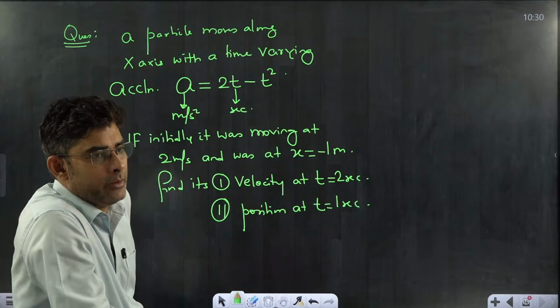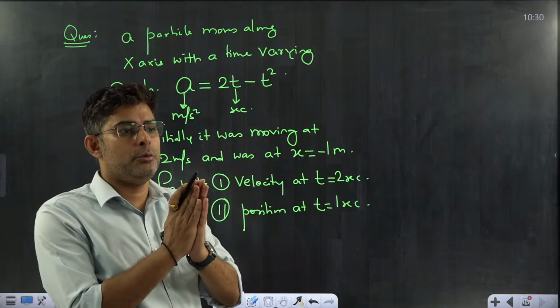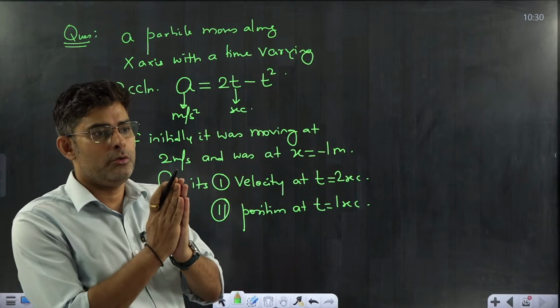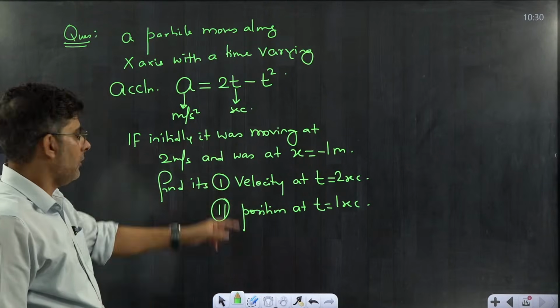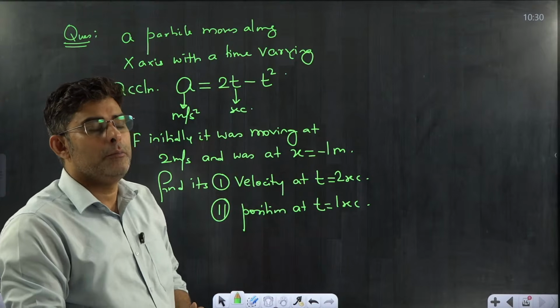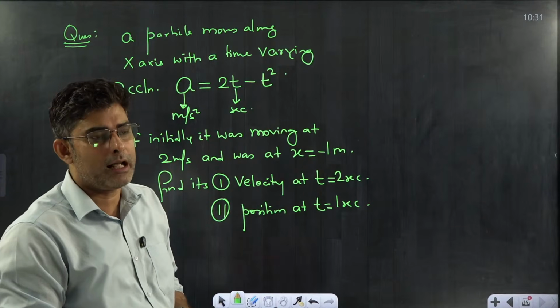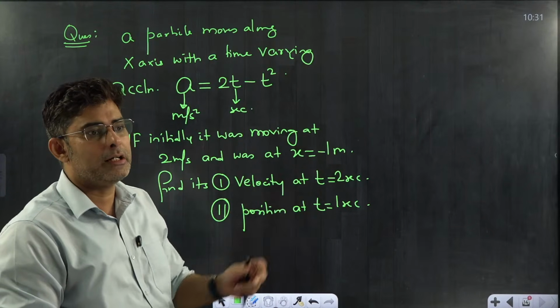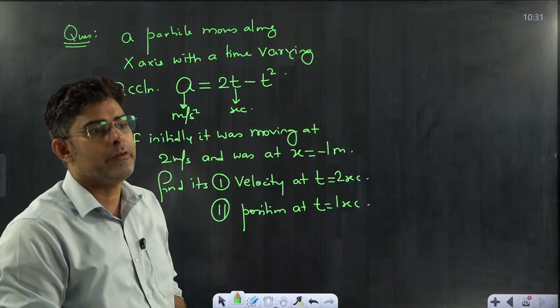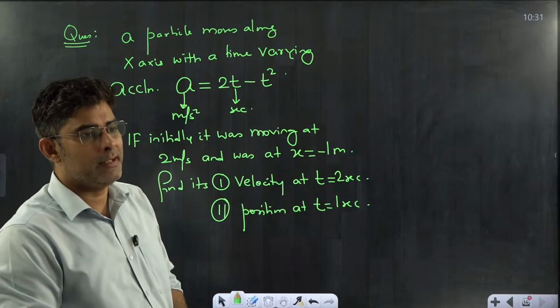Now here, this is the equation given. Acceleration is variable. The graphical method can be used, but the graphical method also requires calculus. If it is a straight line, then you don't require calculus. But if the graph is not a straight line, then you will definitely require calculus.